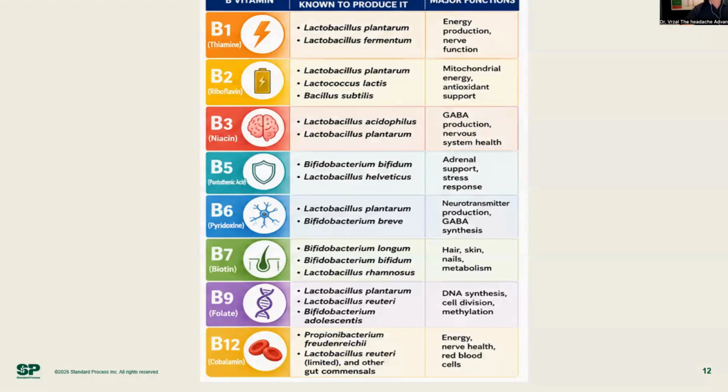So B5, one of my favorite aspects of B5 is it helps break down acetylcholine. When acetylcholine's high, then we've got anxiety and panic attacks and things. So we could do Bifidobacterium bifidum and Lactobacillus helveticus to help the colon make the B5 to support the adrenals and handle that stress response much better. Niacin's legendary. And Lactobacillus acidophilus is going to be the one that's in just about any probiotic you're going to pick up off the shelf, hopefully a good strain that's still alive when you consume it.